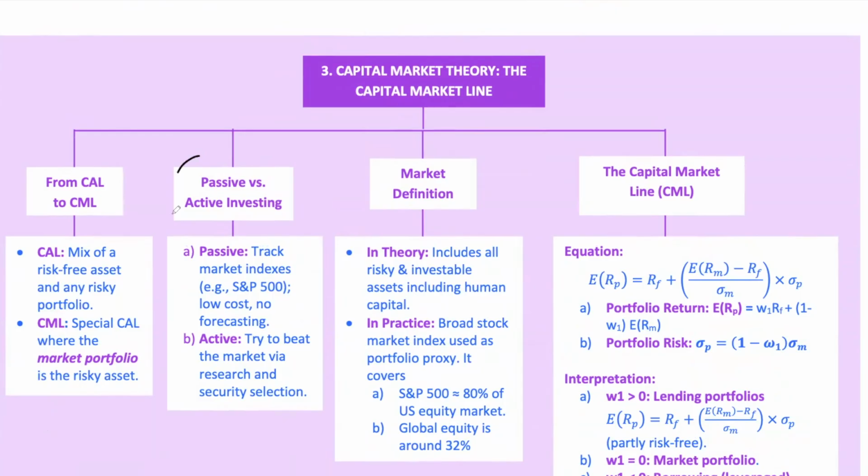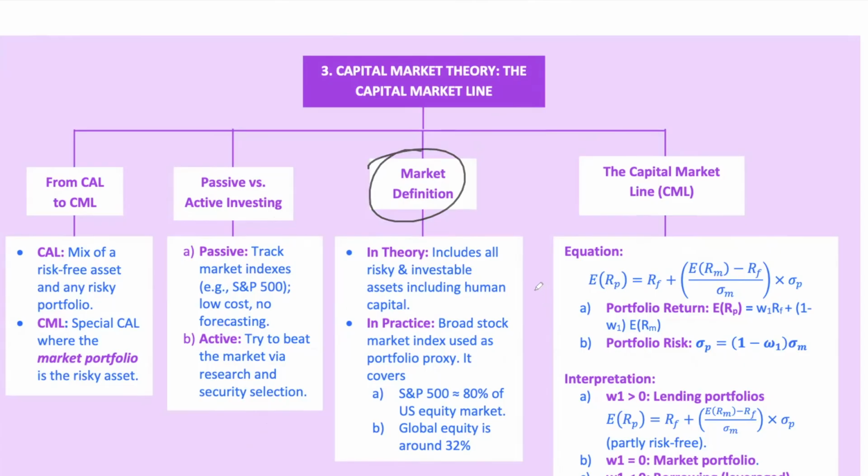Now, investors can either go passive or active on this. A passive investor simply tracks the market, like buying the S&P 500 or a global index fund. No predictions, no fancy moves, just low-cost exposure to the market portfolio. An active investor, on the other hand, tries to beat that market through research, security selection, or timing. But remember, in the CFA world, it's assumed that markets are efficient. So on average, most people don't beat the market.